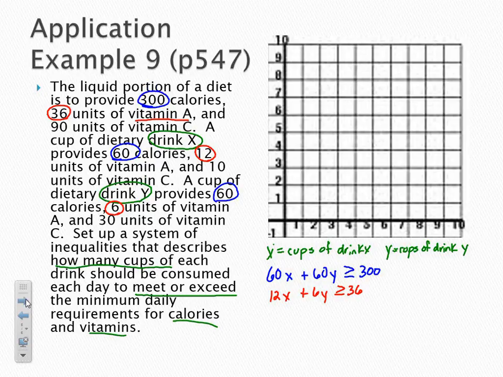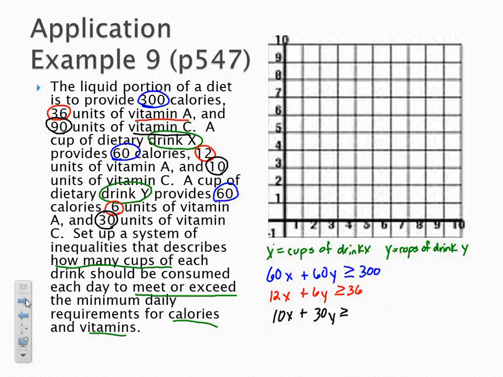Now we also mentioned vitamin C here, so let's find all the information about vitamin C. Vitamin C needs a minimum of 90 daily units. If I look at drink X, it has 10, and drink Y has 30, so we can write that information in the inequality as well. So we're going to have, again, 10X plus 30Y.